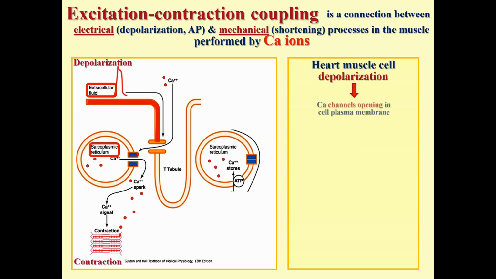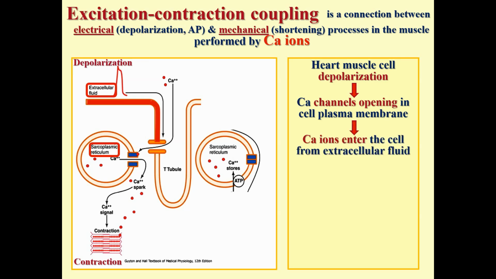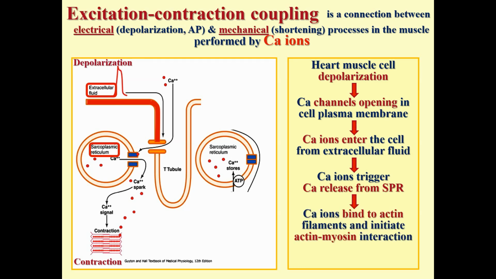So let's consider again this sequence of events. First, the heart muscle cell is depolarized due to conductive system impulses. This depolarization opens calcium channels in the cell membrane. Then calcium goes through these channels from extracellular fluid. Then these calcium ions initiate calcium release from the sarcoplasmic reticulum. Then calcium ions finally bind to the actin filament, to troponin exactly, and initiate interaction of actin and myosin, which is contraction. So this is the full sequence of events in excitation-contraction coupling.